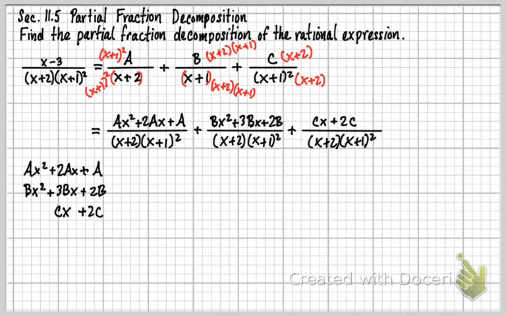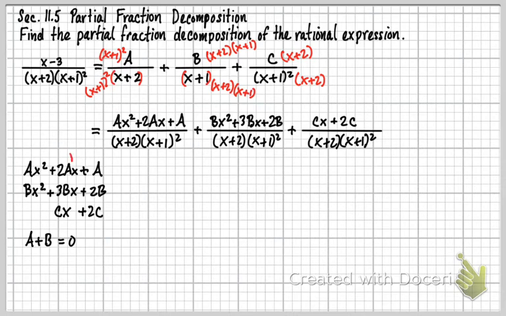Okay, so now what we're going to do is set up our equations. Now when I look at the original expression, this is really a 0x squared since it doesn't have one. So this a plus b here is going to equal 0. Okay, so that's going to be my first equation. So that's going to be a plus b equals 0.